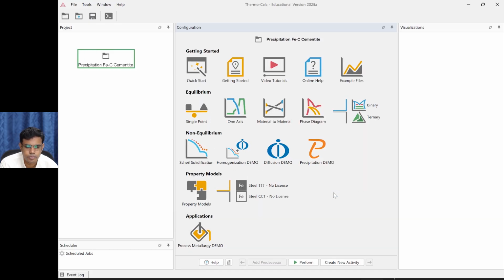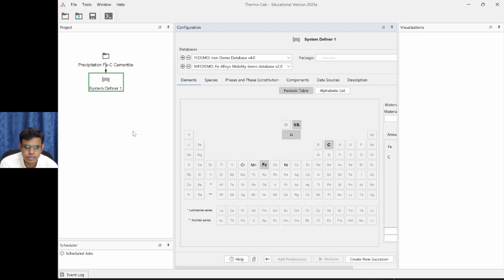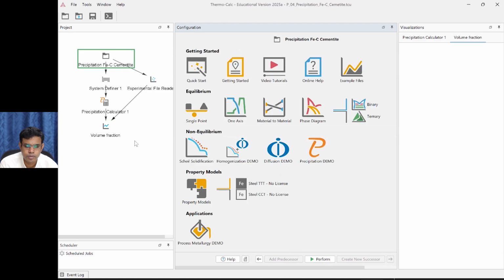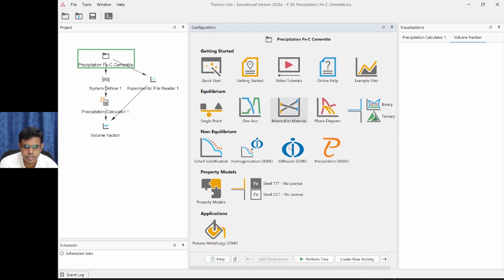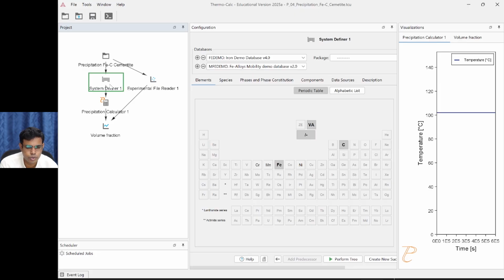Okay. It takes a few seconds for it to populate all the different parts of the tree. Wait for that. Okay, so now it is over. It is back to this initial stage. This is when it is over. You can see multiple stages are there. The system definer, I will show you. You can see both the databases, thermodynamic and mobility databases, are selected, and two elements, iron and carbon, are selected.